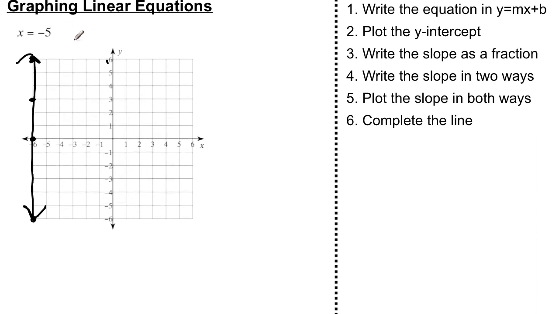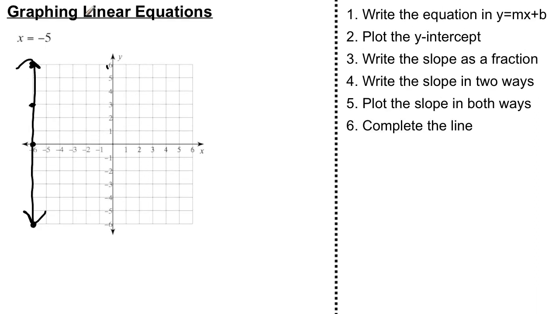Okay, so we'll write this out. Sorry. This is a vertical line, right, where x is always negative 5.